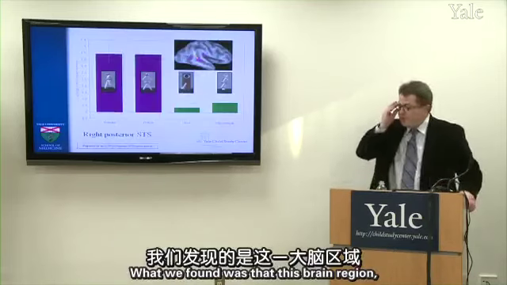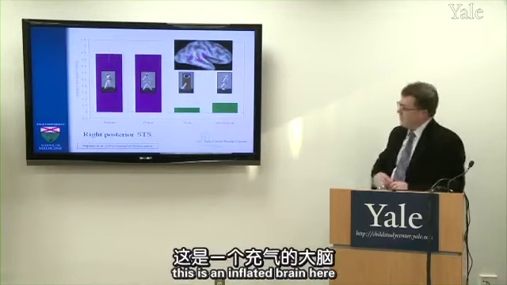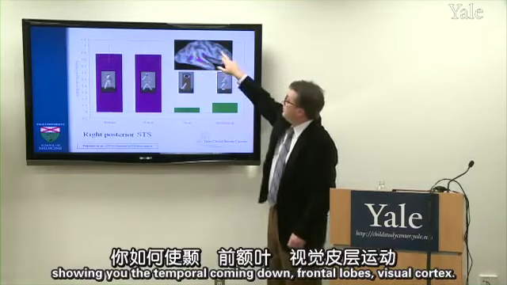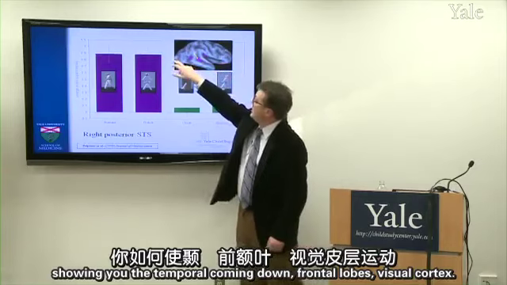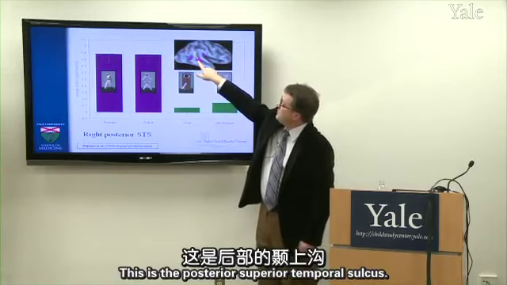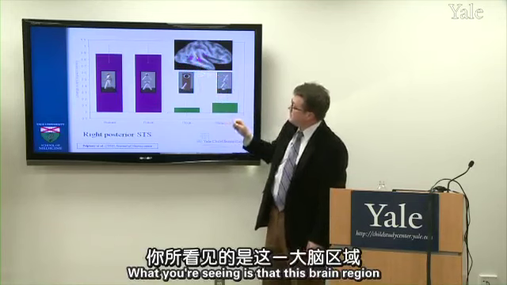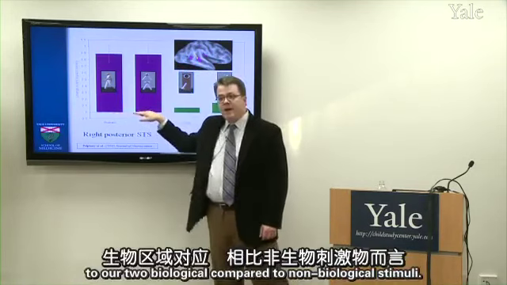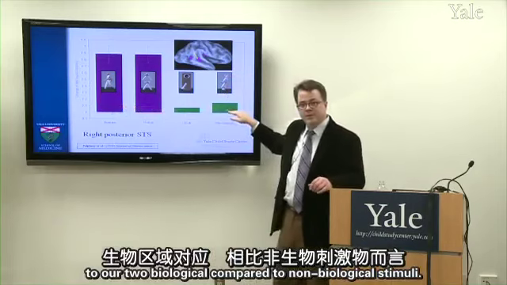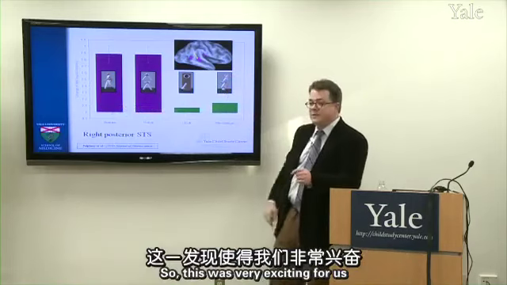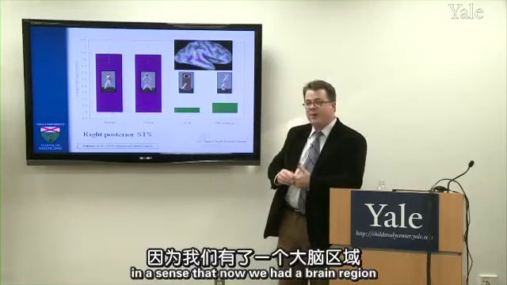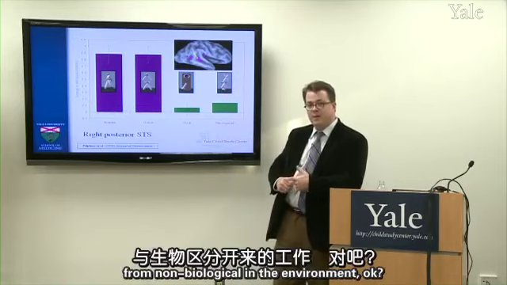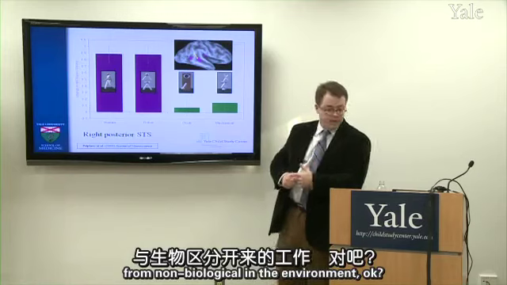And what we found was that this brain region, this is an inflated brain here, showing you the temporal lobe coming down, frontal lobes, visual cortex. This is the posterior superior temporal sulcus. And what you're seeing is that this brain region is responding much more strongly to our two biological compared to non-biological stimuli. And so this is very exciting for us in the sense that now we had a brain region that was doing the work of differentiating biological from non-biological in the environment, right?